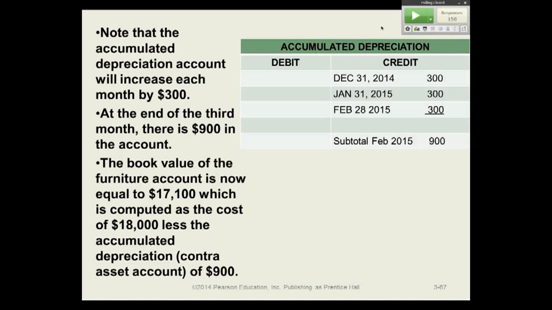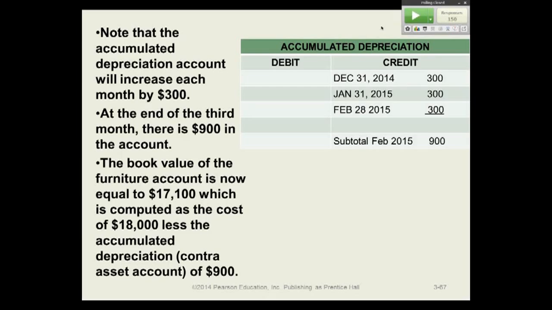accumulated depreciation. Now, here's a question for you. If I'm preparing a balance sheet right now and I've got plant assets with accumulated depreciation, which is a credit balance, does it go on the asset side or the liability and equity side of the balance sheet?